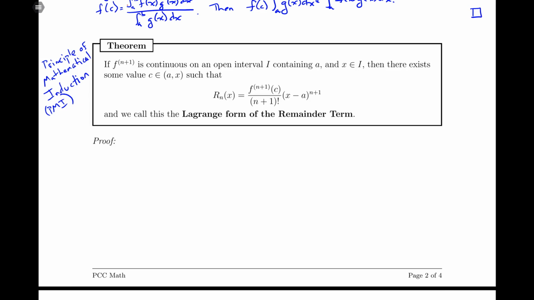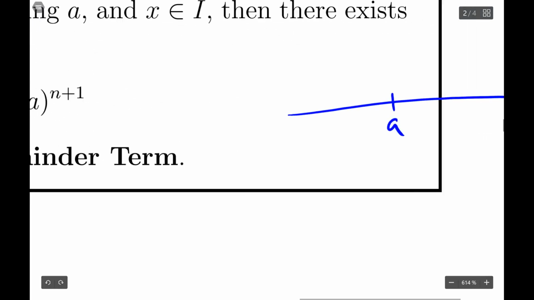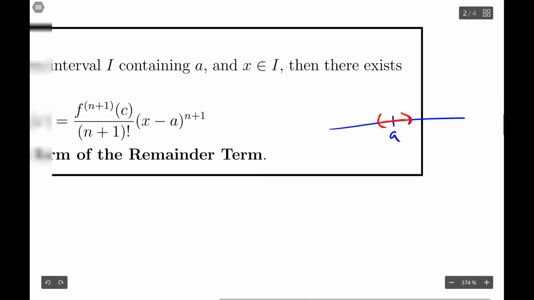So, let's talk about this particular theorem, and then let's prove it. So it says, if you have an n plus first derivative, and that n plus first derivative is continuous on some open interval I containing the number a. So what that means is that if you have a number line and you have the number a, then when you zoom in on this, you're going to have some open interval containing a, and this open interval is going to be an interval on which f is continuous.